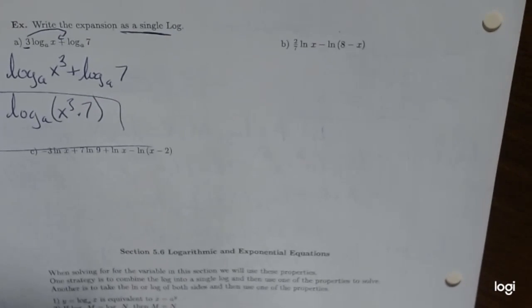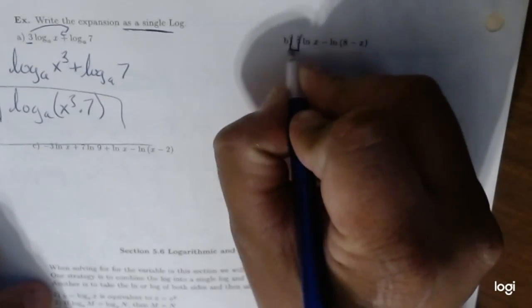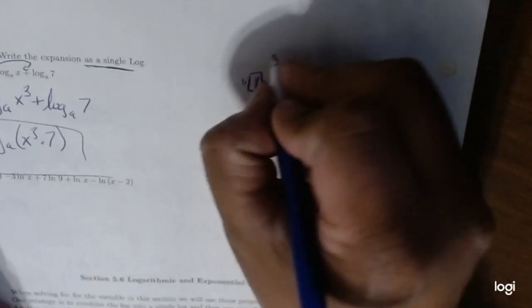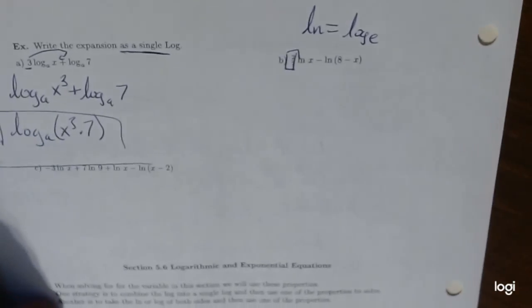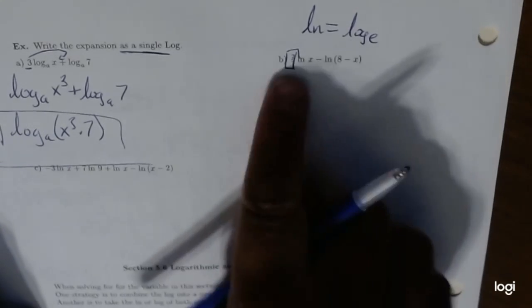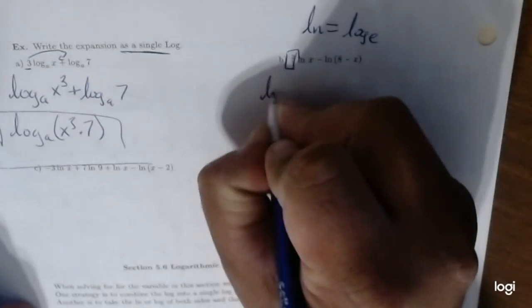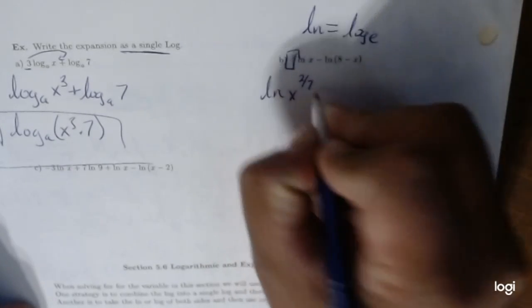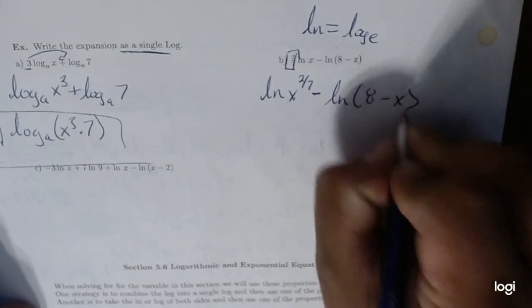All right, so let's try B, to give you more practice. I'll give you the hint: any number in front of natural log or log, remember, natural log is just log base e. It's just a shortcut, as we talked about last time. So it has the same properties no matter what you actually see. So therefore this now becomes natural log of x to the 2/7 power minus natural log of 8 minus x.